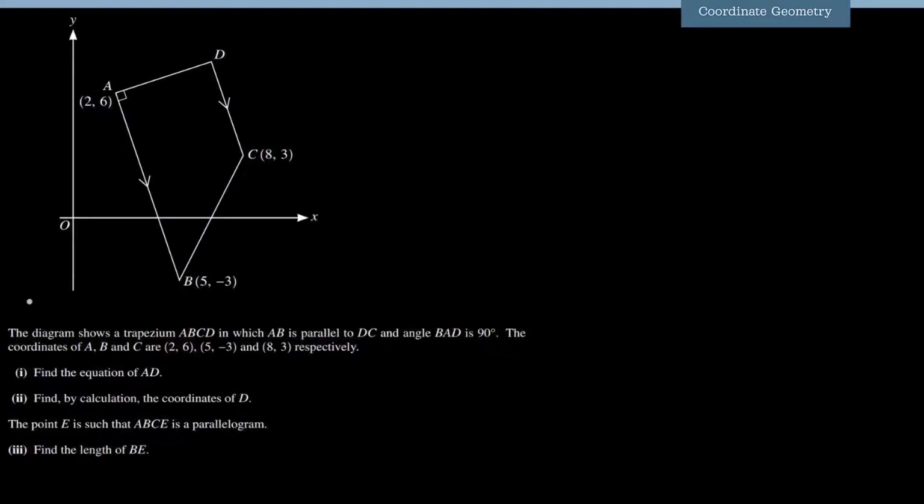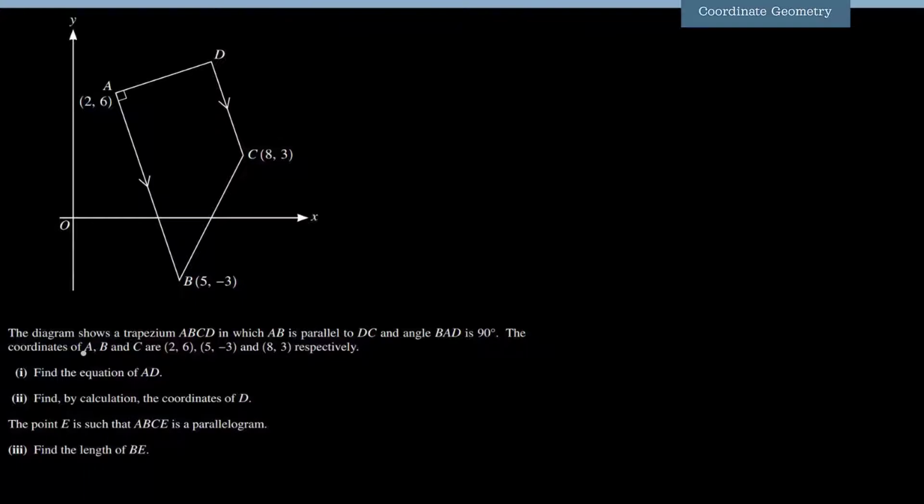Over here in this question, I have a trapezium ABCD in which AB is parallel to DC. So this is my trapezium. These are the corners A, B, C, and D. And this line AB is parallel to line DC. And the angle BAD is given to be 90 degrees. So this angle BAD is 90 degrees.